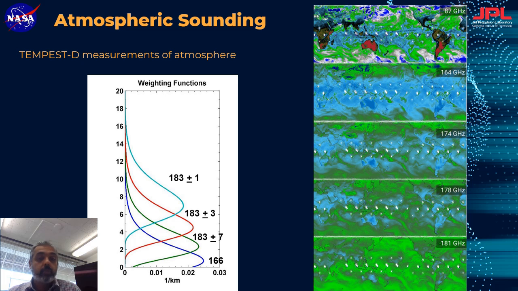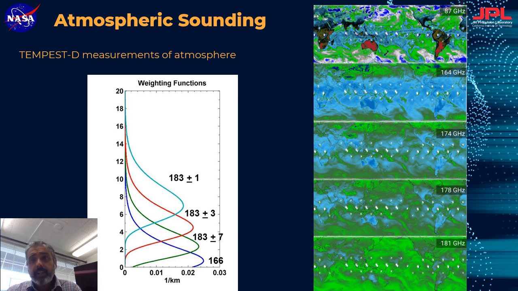This is another example in which case I'm showing you water vapor. So depending on where you are with respect to 183 gigahertz plus or minus 1, 3, 7 gigahertz, or you go to 166, you similarly sample different regions of the atmosphere. In fact, the plot on the right is the best example of what you see at different frequencies for the same Earth.